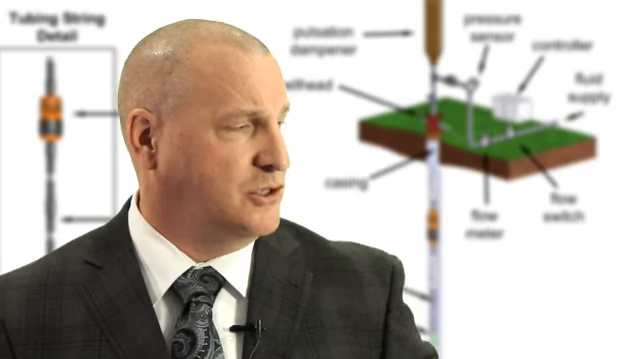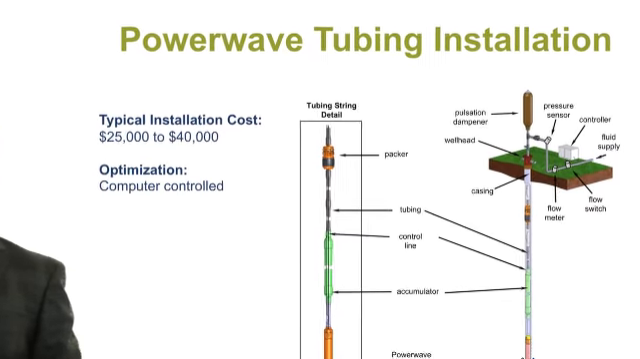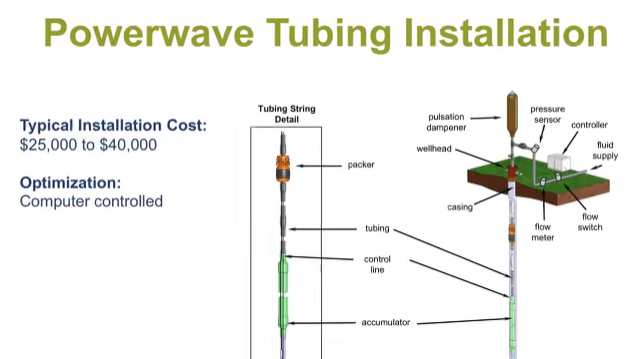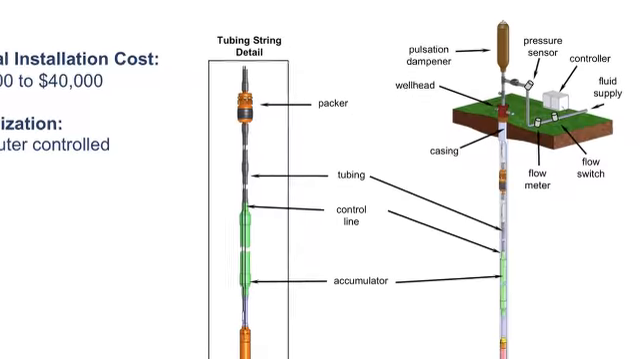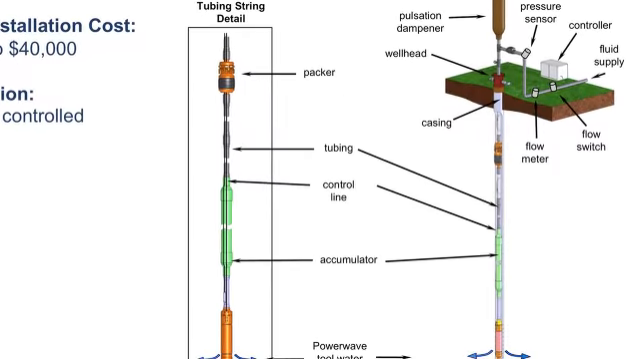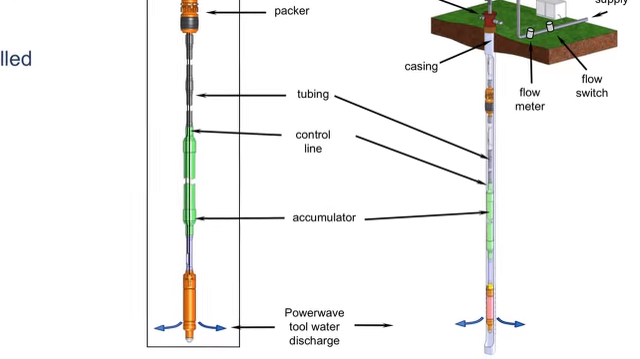As we get a little bit more complicated, we end up having a tubing deployed tool, which is an electrical tool. It's a solenoid that opens and closes. You tell that solenoid to open and close based upon a computer at surface. The cost for installation here is $25,000 to $40,000. The reasoning obviously is you have to remove all the jewelry from the well and run it back in.